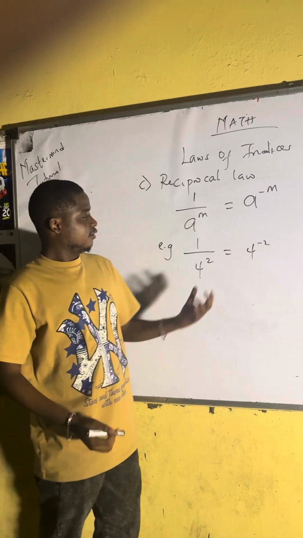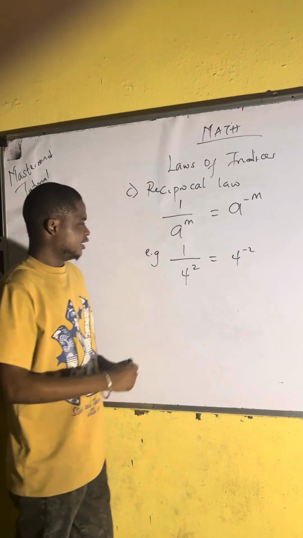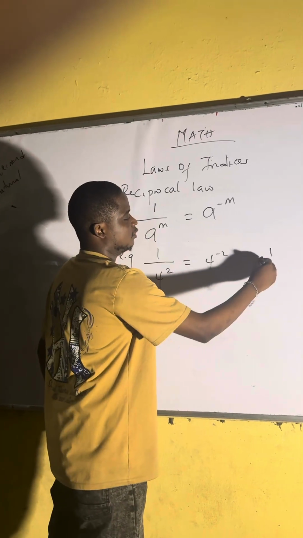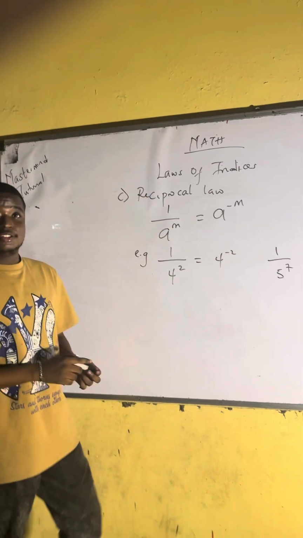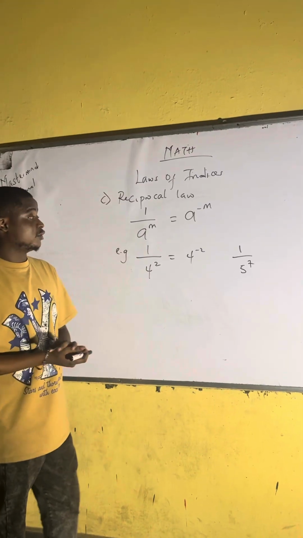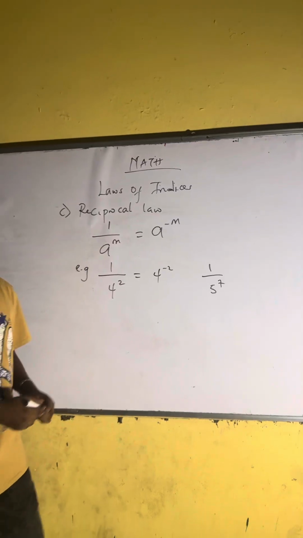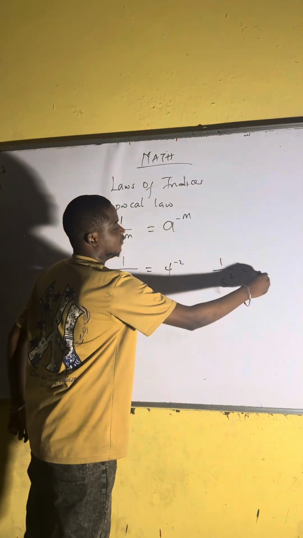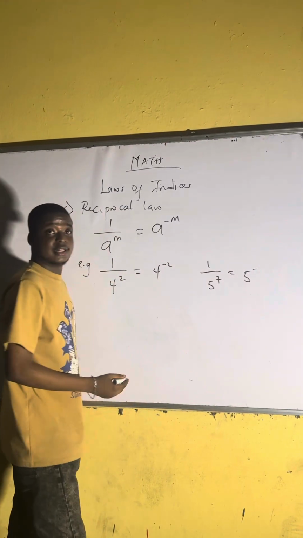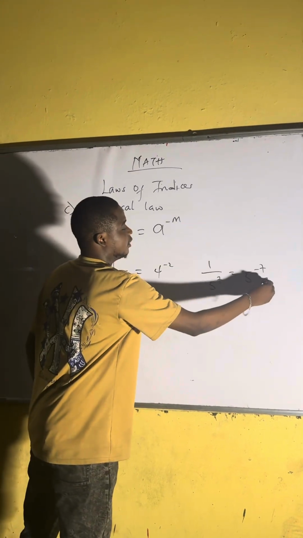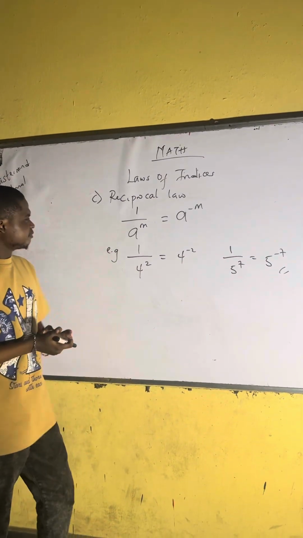So if you have this, now let's give you one. Feel free to pause the video and try it. Let's say you have 1 over 5 raised to power 7. What do you think this will be using the reciprocal rule? Like I said, feel free to pause the video and try it out. So following the rule, it's just going to be 5, write it out, then write your negative sign, then put your power of 7. So that's as simple as that.